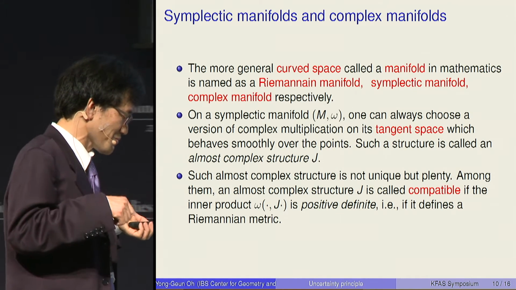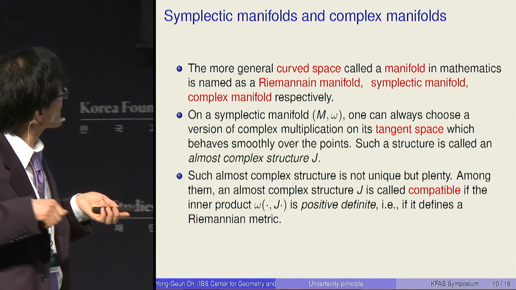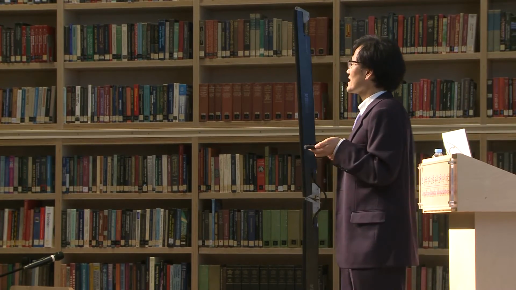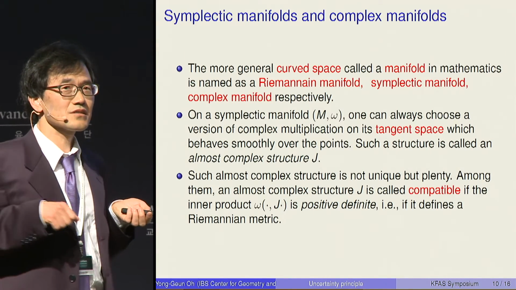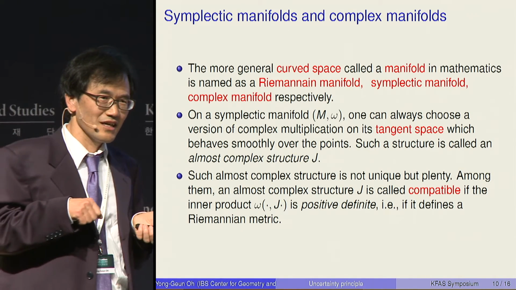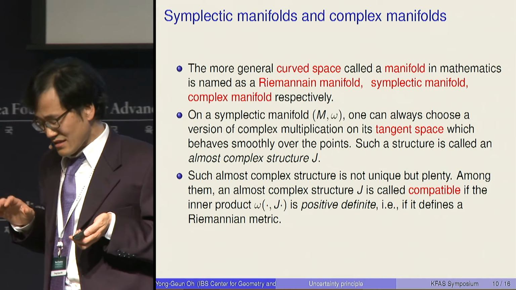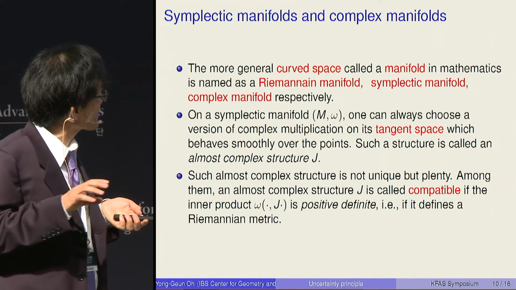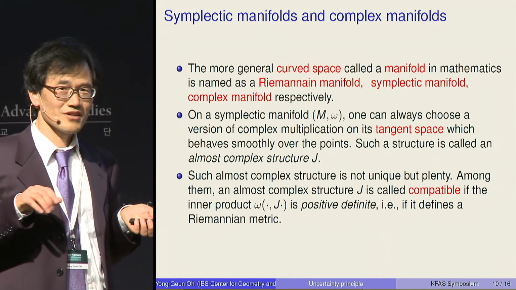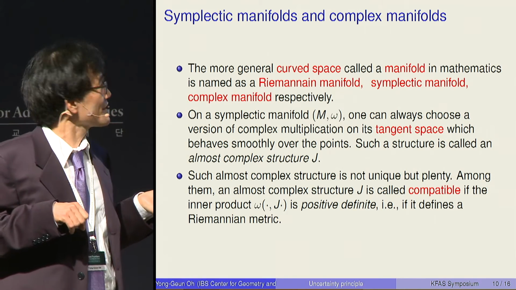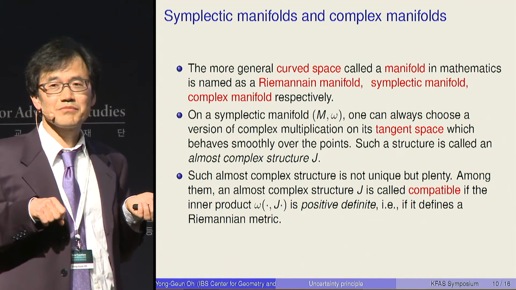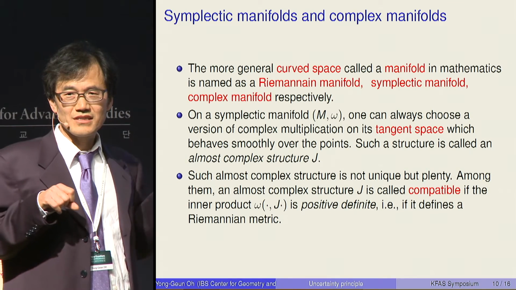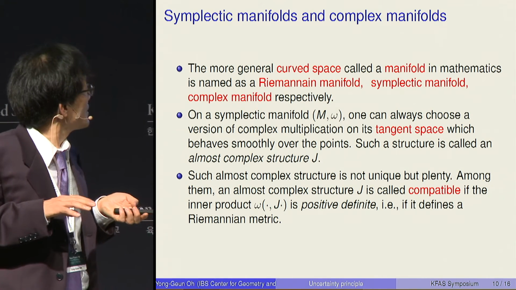And one of the very important observations of Gromov is that on any symplectic manifold, there is some kind of complex multiplication on each tangent space. Such a structure is called an almost complex structure. This structure is not unique, but there are plenty of them. And one particular class of almost complex structures is called compatible with the symplectic form, when composing the symplectic form together with the complex multiplication becomes positive definite. In general, this composition may not be positive definite.